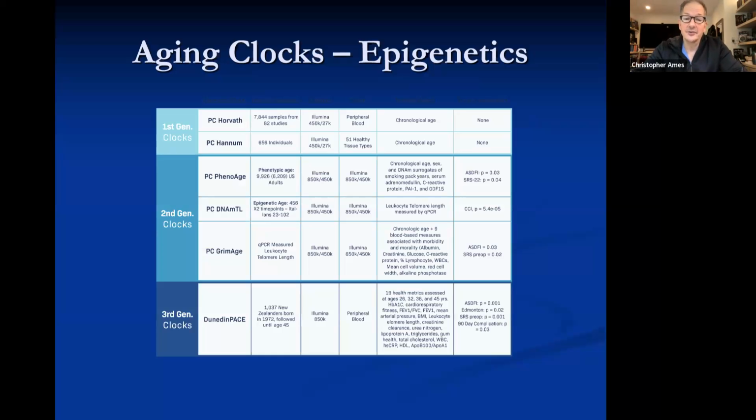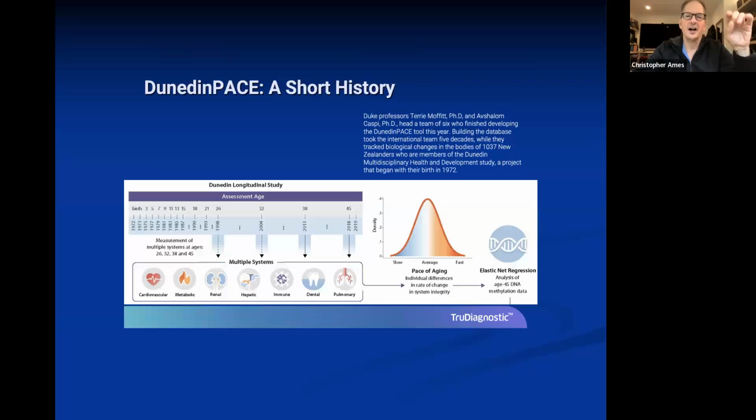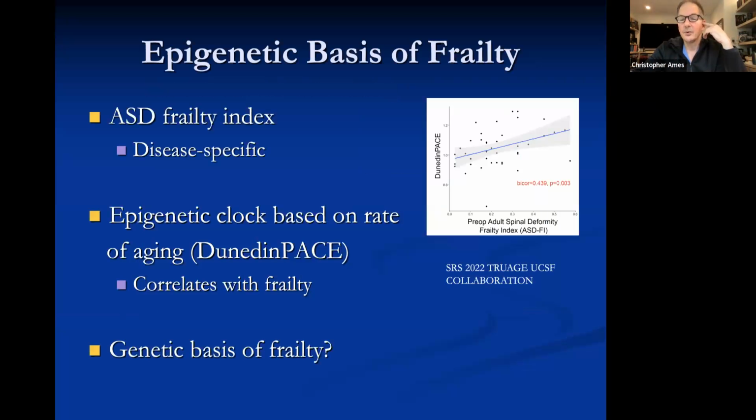Dunedin Pace was based on 1,000 New Zealanders that they followed for more than 50 years. And unlike the clocks like Horvath and Hannum, the first generation clocks, Dunedin Pace doesn't measure mortality. Dunedin Pace measures the instantaneous pace of aging. And they follow these patients over 50 years, and they continue to follow them. They bring them in every 5 years and do comorbidity assessments. And what we found was Dunedin Pace, the instantaneous pace of aging, was linked to the adult spinal deformity frailty index that we previously developed, which started to make us think this is related to frailty.